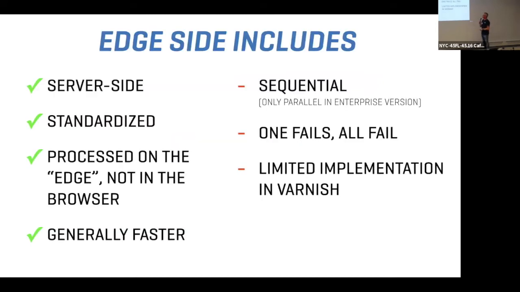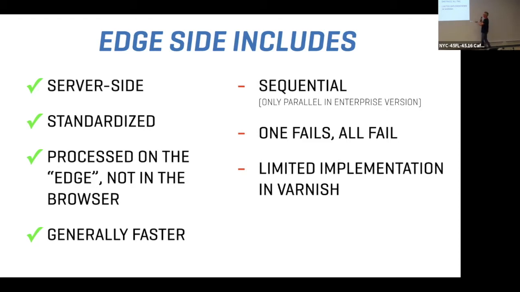I like ESI a lot because it's server-side and it's standardized, and it's processed on the edge, which makes it faster. Because in a lot of cases, Ajax calls are just extra round trips that you shift to the end user. It's the end user's responsibility, it's the browser's responsibility. But on bad 3G connections, that's an extra round trip you can avoid. But the problem with edge side includes is that by default in the open source project, they're sequential. So if you have four ESI calls, it will be four calls after one another. In our enterprise product, they're parallel. If one fails, all fail. So if you have one that returns a 500 error, your entire page blows up. You're done. There's no graceful degradation.